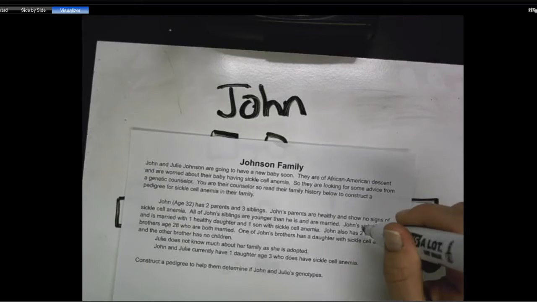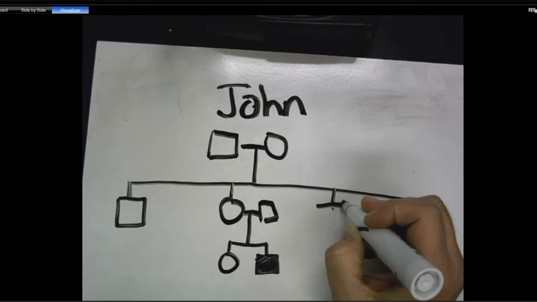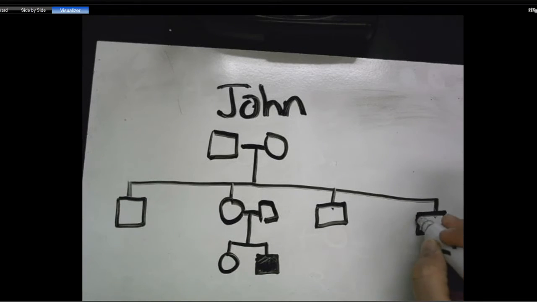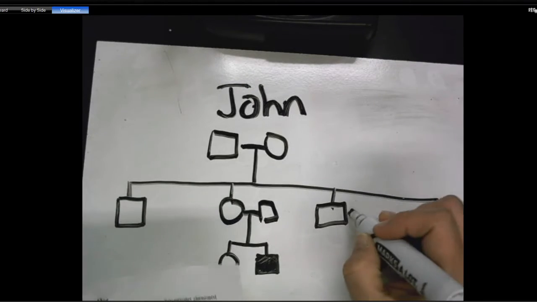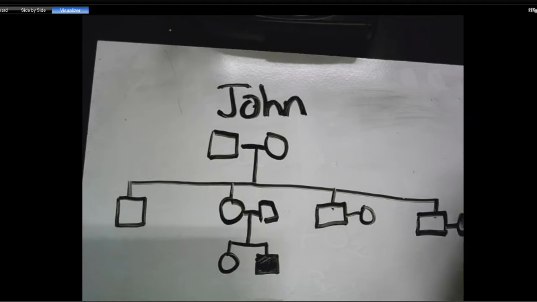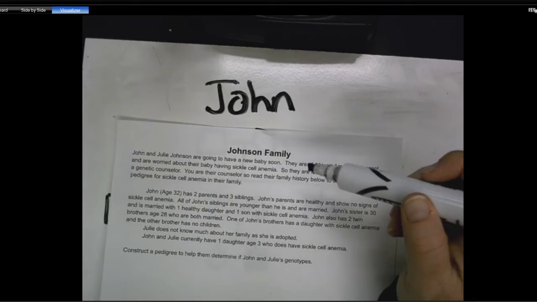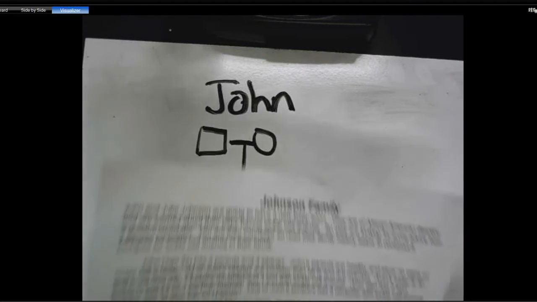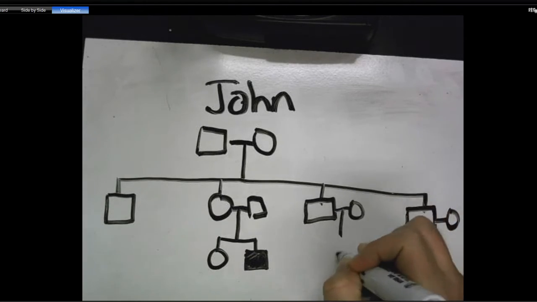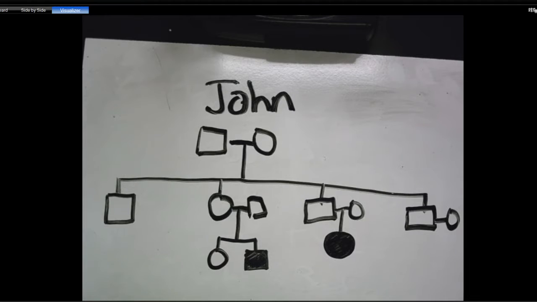It says John also has 2 twin brothers aged 28 who are both married. So he has 2 brothers, and they're the same age, so you can put them in any order you'd like, okay? And they are both married, so we'll get them married here. Let me move my board over a little bit for you. And then it says one of John's brothers has a daughter with sickle cell anemia and the other brother has no children. So I'll just give this brother, since it didn't define, a daughter with sickle cell anemia, and this one does not have any children. So that is John's family.